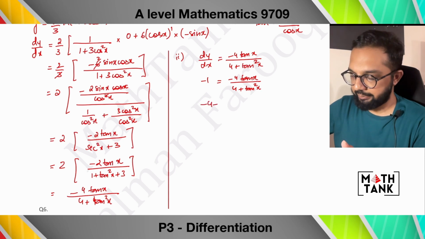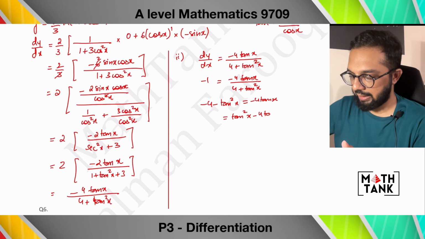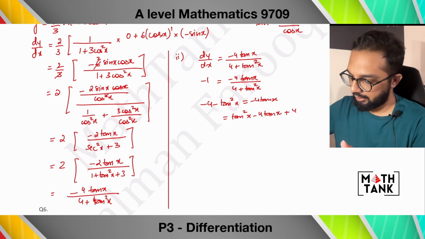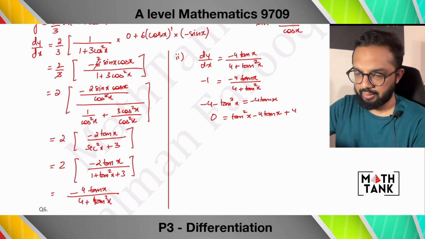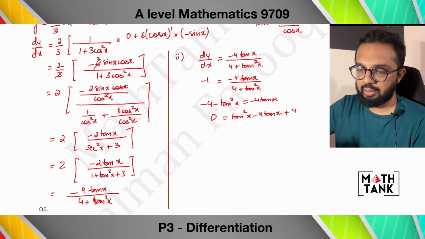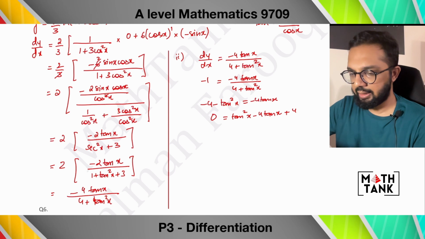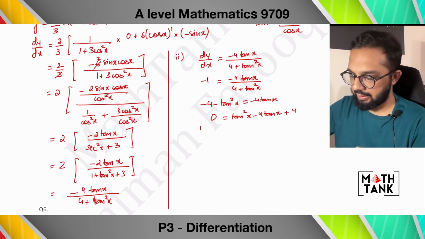Cross multiplying. So tan square x minus 4 tan x plus 4. Okay, solving this quadratic on my calculator, although I pretty much see the answer, I'm just doing it as a formality. So I get tan x equals 2. I just get one answer.